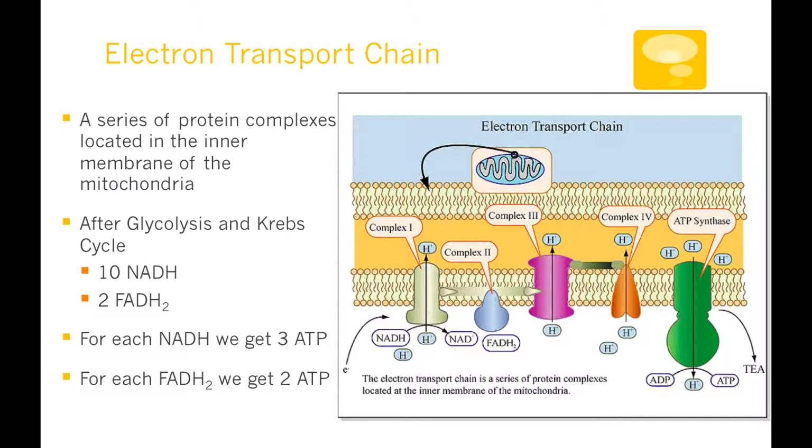After glycolysis and the Krebs cycles, we had 10 NADH and 2 FADH. For each NADH, in the electron transport chain, we get 3 ATP, and for each FADH, we get 2 ATP.